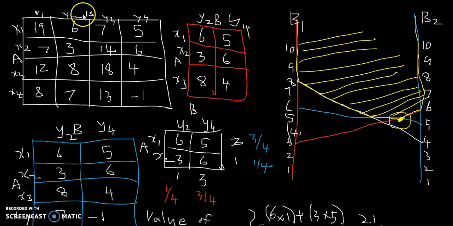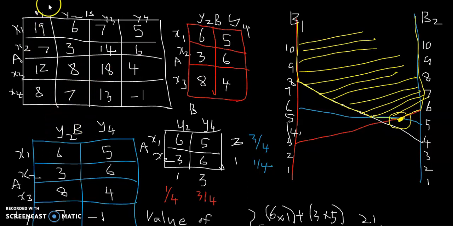Two players are playing, A and B. For A there are 4 strategies: x1, x2, x3, x4. For B there are 4 strategies: y1, y2, y3, y4. This is what we call the payoff matrix. We know well what a payoff matrix is. Now we have to reduce this matrix into a 2 by 2 matrix, then only we can solve the problem, because only for 2 by 2 do we know how to solve it.